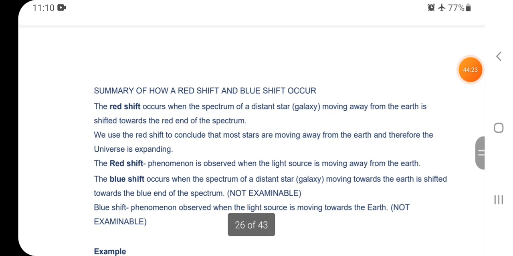So here's the summary of how a redshift and a blue shift occur. The redshift occurs when the spectrum of a distant star or galaxy moving away from the Earth is shifted towards the red end of the spectrum. We use the redshift to conclude that most stars are moving away from the Earth, and therefore the universe is expanding. So the redshift phenomenon is observed when the light source is moving away from the Earth, and the blue shift occurs when the spectrum of a distant star or galaxy is moving towards the Earth. So blue shift, the stars are moving towards the Earth; red shift, they are moving away from the Earth.